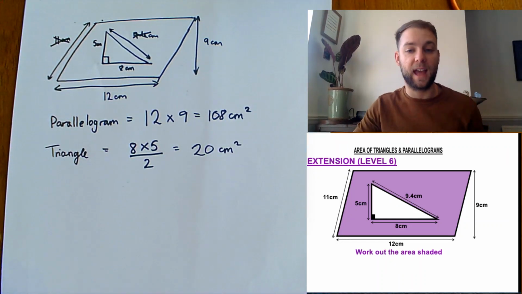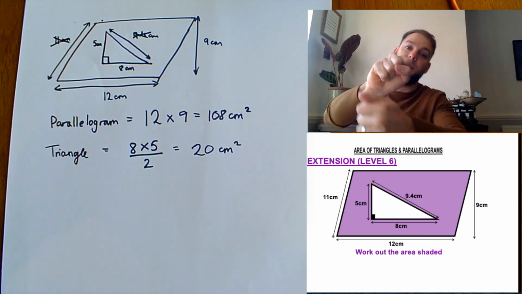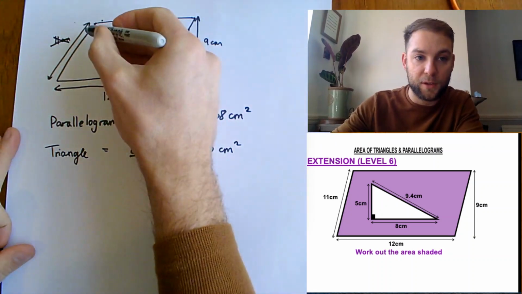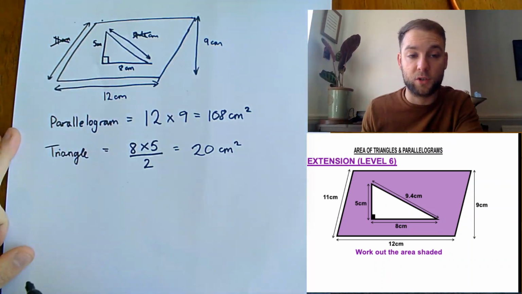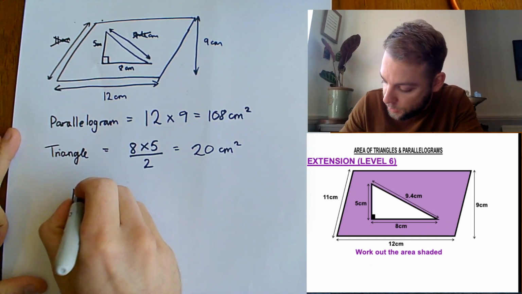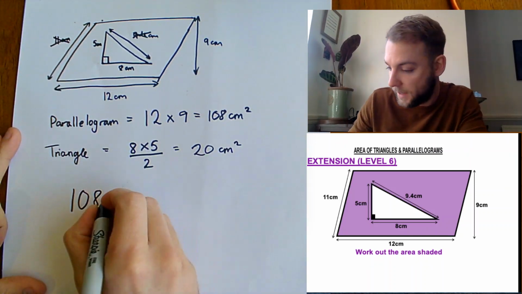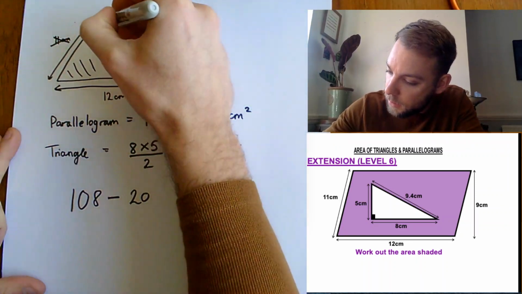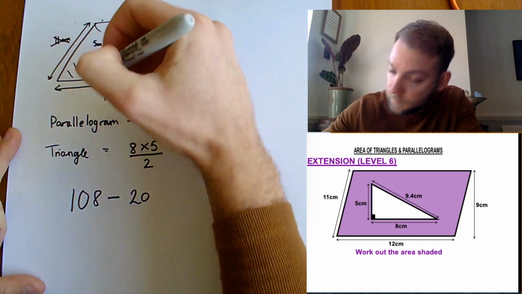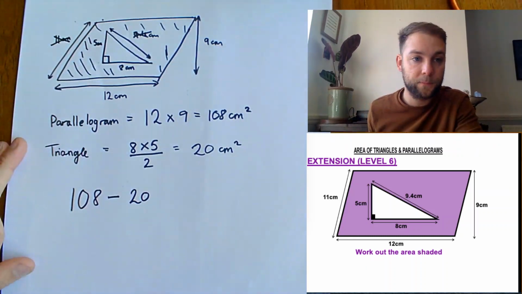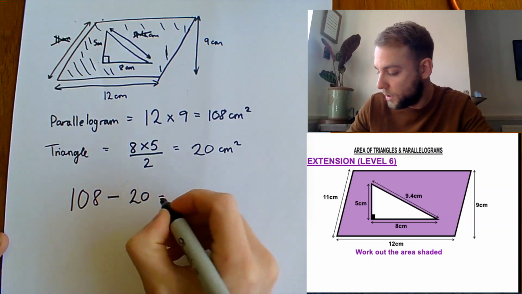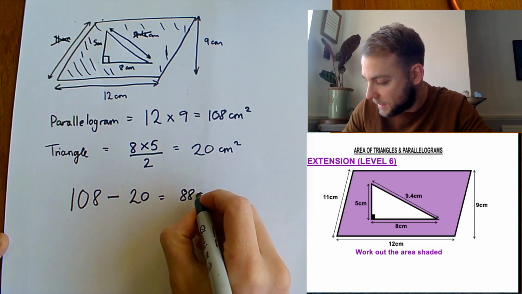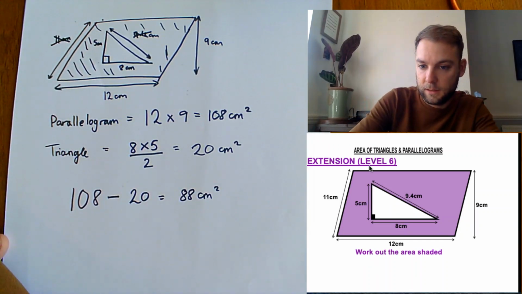Now you might be tempted to add these together, but that's not the case in this one. What's happened is the triangle has been taken away from that parallelogram. So it's the full area of the parallelogram, take away the area of this triangle. So it's going to be 108, the area of the parallelogram, take away the area of the triangle, which is 20, to get this shaded part here, that purple part. So 108 take away 20 is equal to 88 centimetres squared.